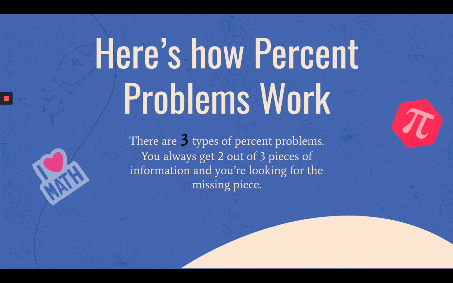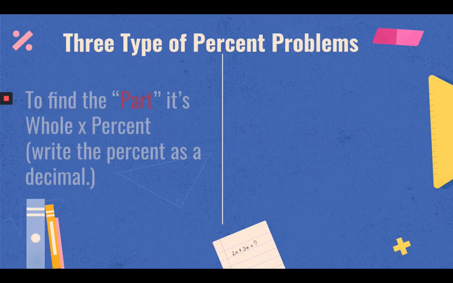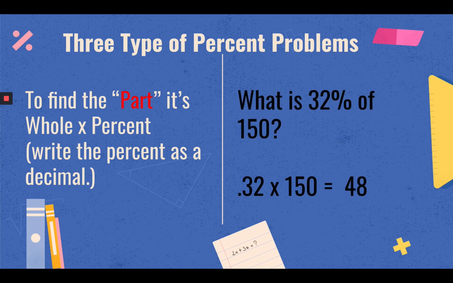So I want to remind you how percent problems work. There are 3 types of percent problems. You always get 2 out of 3 pieces of information, and you're looking for the missing piece. So this is review. To find the part, it's whole times percent. So that's the first type of question. You're looking for the part. So an example would be, what is 32% of 150? And you write 0.32 times 150 equals 48. Again, use a calculator.